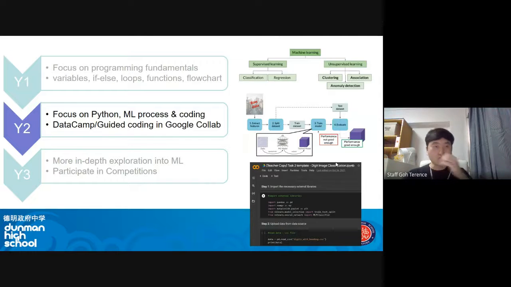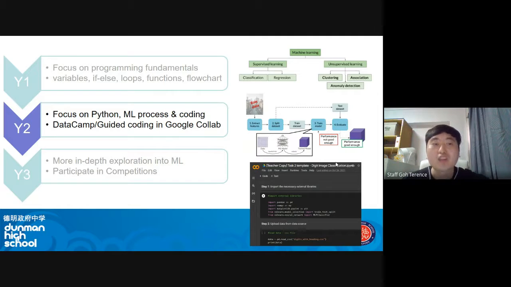And for year two, we transit them over from block-based programming to text-based programming. We try to build on their foundation in Python. We make use quite a bit of DataCamp. We managed to get accounts from AI Singapore, so every Sec 2 student has DataCamp, and we get them to complete the Introduction to Python and Intermediate Python courses on DataCamp.